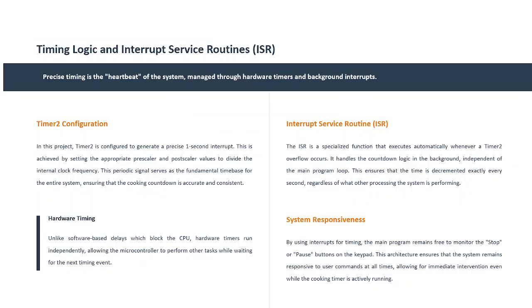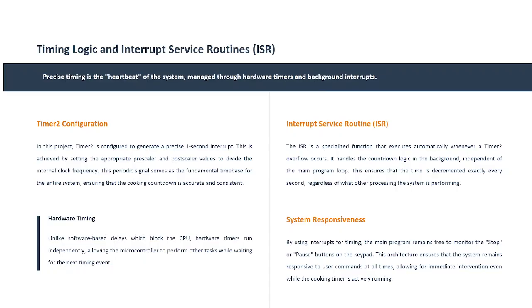Timer2 configuration. In this project, Timer2 is configured to generate a precise 1 second interrupt. This is achieved by setting the appropriate prescaler and postscaler values to divide the internal clock frequency. This periodic signal serves as a fundamental time base for the entire system, ensuring that the cooking countdown is accurate and consistent. Hardware timing: unlike software-based delays, which block the CPU, hardware timers run independently, allowing the microcontroller to perform other tasks while waiting for the next timing event.